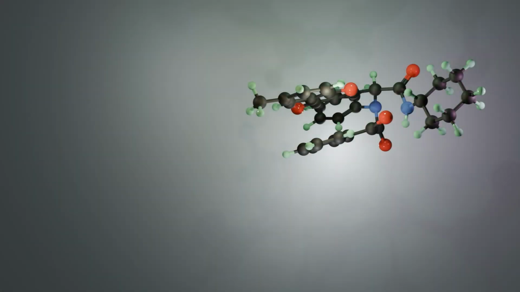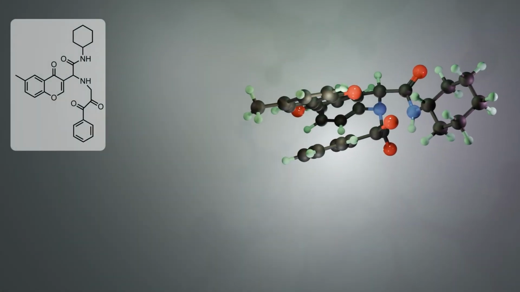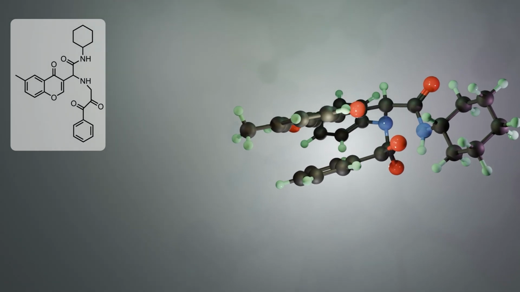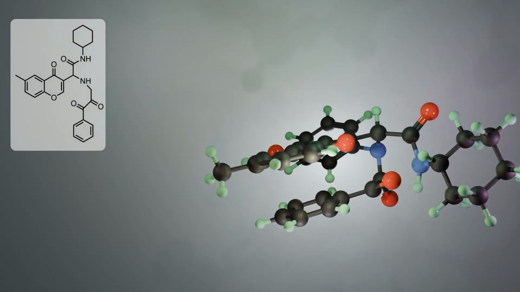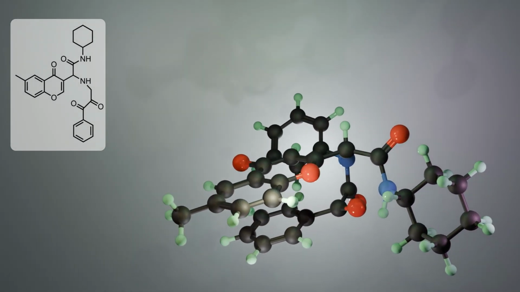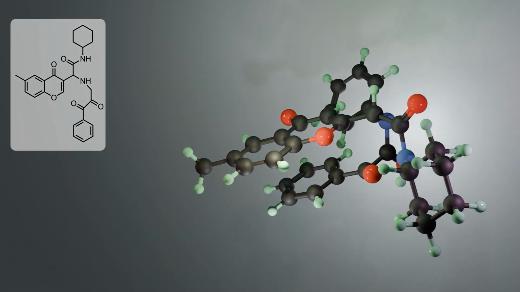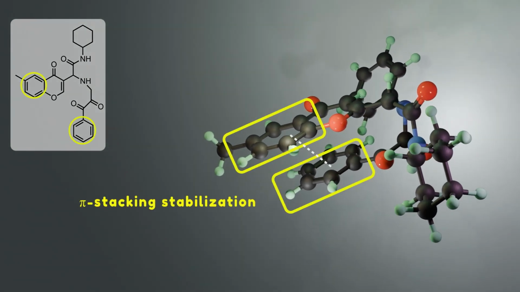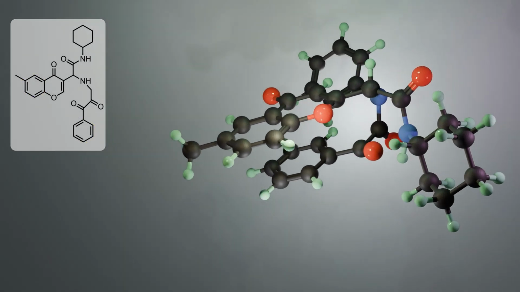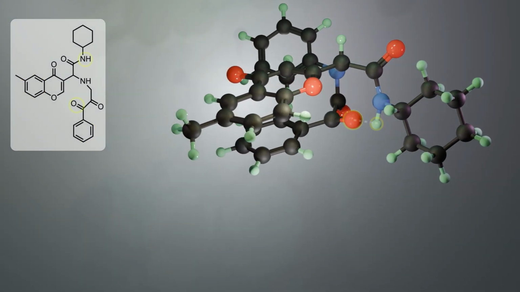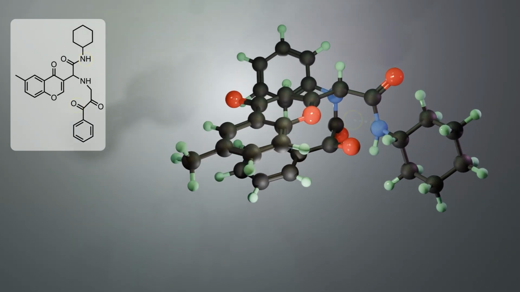To rationalize, let's take a look at this 3D model of the structure. Two non-covalent forces are responsible for the stability of this conformation. Two phenyl rings in its geometry have a stabilizing effect due to pi stacking interaction. This force also plays an important role in stabilizing the DNA structure. The second stabilizing effect comes from this hydrogen bond between the oxygen of the carbonyl group and the hydrogen attached to the nitrogen. So the molecule is locked in this conformation.